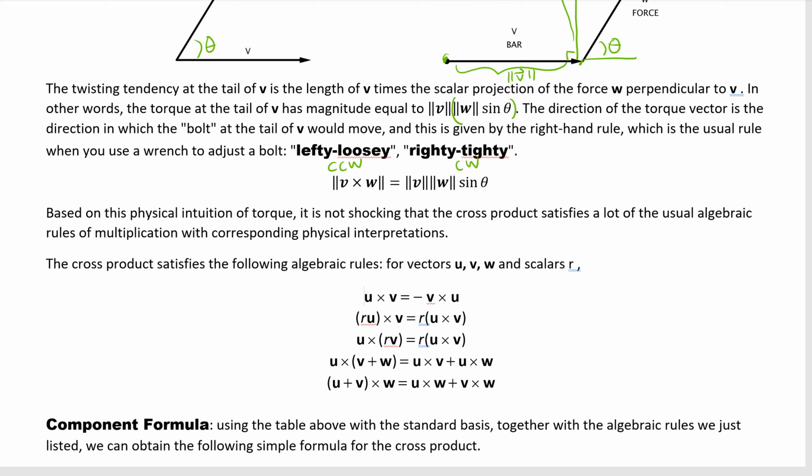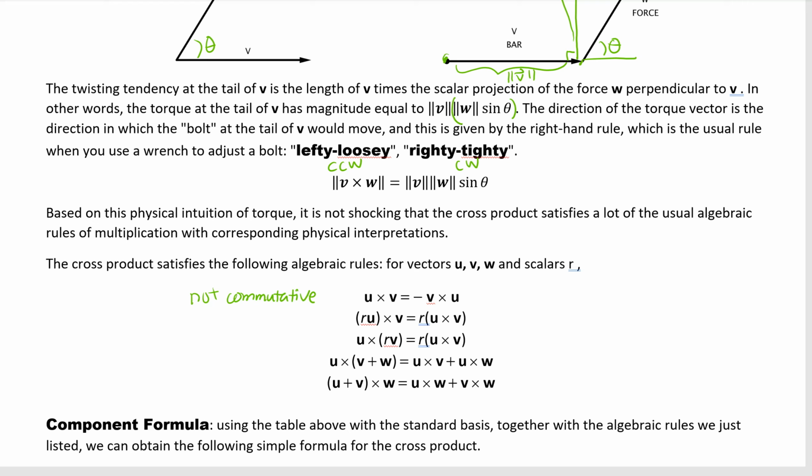For vectors u, v, w, and the scalar r, u cross v equals minus v cross u. Notice that it is not commutative. Remember our dot product? Our dot product is commutative. However, the cross product is not commutative. Actually, when you change the order, the answer will be negative.